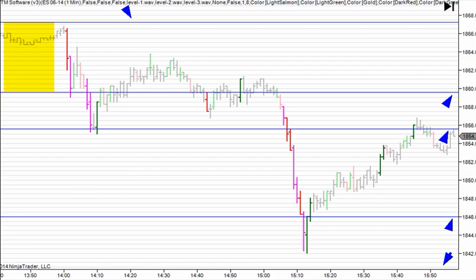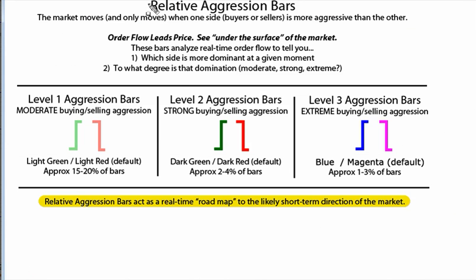And just as a quick review here, relative aggression bars, as we call them, are really the crux of what we're looking at. We want to see what's going on under the surface of the market. We don't just want to look at past time technical analysis. We don't want to just look at price action. Instead of just looking at a car and which way it's going, we want to look at the brake pedal and the gas pedal, so to speak. Okay, and that's what this software is telling you.